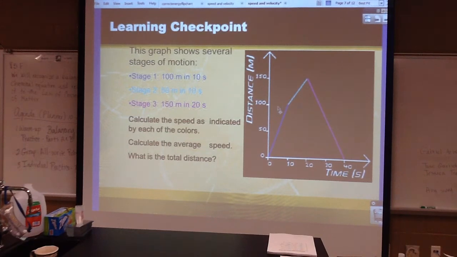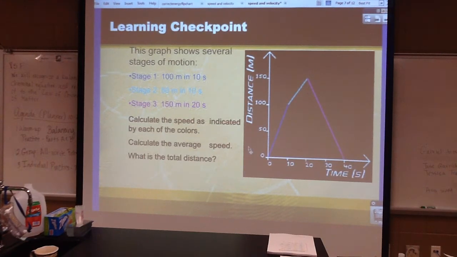This graph shows several stages of motion. We know that something's moving because distance is changing. You have stage 1 in this dark blue. Okay, they went 100 meters in 10 seconds. At stage 2, they covered 50 meters in 10 seconds. And then at stage 3, they covered 150 meters in 20 seconds.